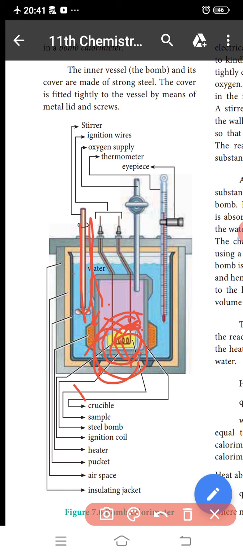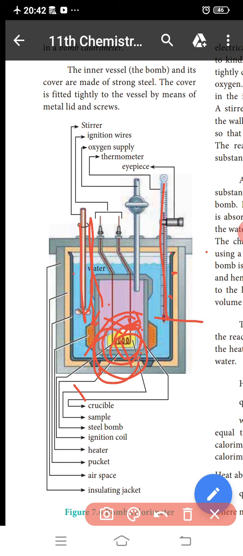The heat evolved during the reaction is absorbed by the calorimeter as well as the water in which the bomb is immersed. The change in temperature is measured using a Beckmann thermometer. Since the bomb is sealed, its volume does not change, and hence the heat measured is equal to the heat of combustion at constant volume.